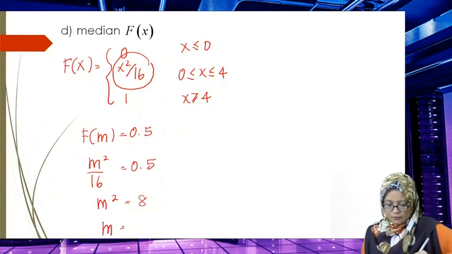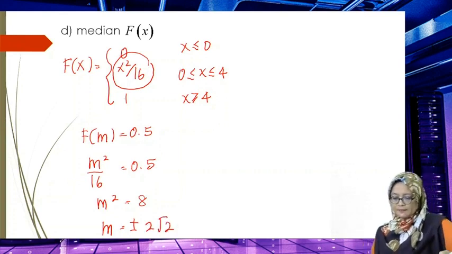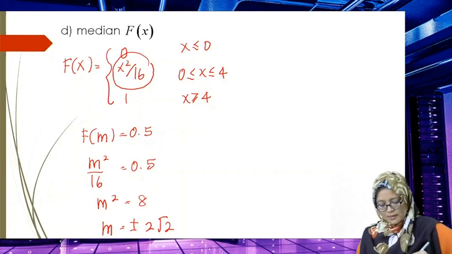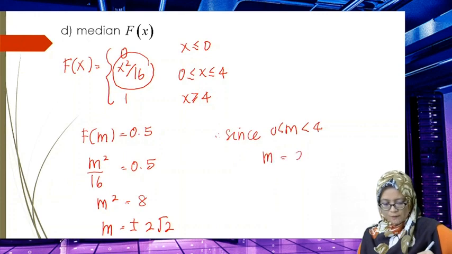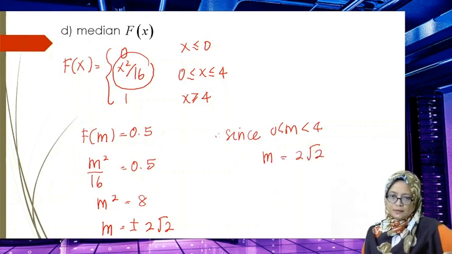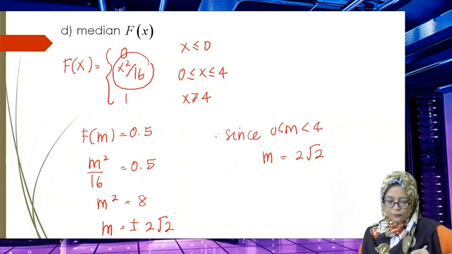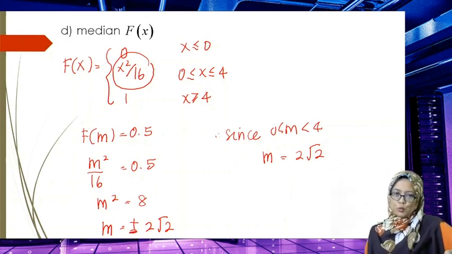So m equal to plus minus 2/3 or plus minus 8. Okay, since we've taken the middle interval function, that means since our m falls in the interval 0 to 4, our m is the positive value. Because here it is 0 to 4, there's no negative value. Okay, so we will choose m as the positive value 2/3.